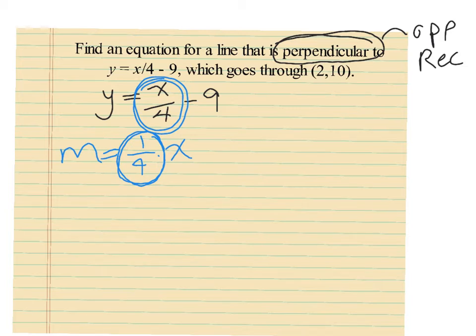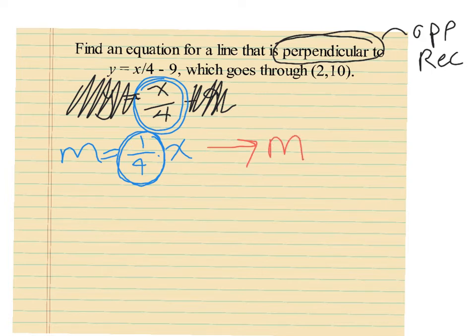And again, I'm going to kind of get rid of the rest of this. I don't care about the rest of this. I only care about the slope. Now I'm going to think to myself, what is the opposite reciprocal of 1/4? So opposite means I make it negative because this one's positive, and then I flip my fraction. This really just equals -4.